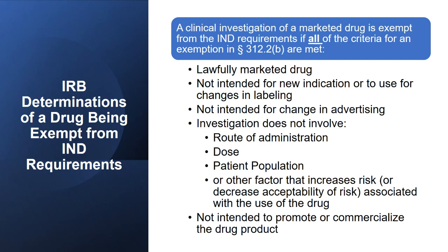This will require the investigator to provide a rationale on how the use of the FDA approved drug in an off-label manner doesn't involve a change in route of administration, dose, or patient population, or other factors like increased risk or decreased acceptability of risk associated with the use of the drug. So the ultimate decision is given by the IRB. Next slide, please.